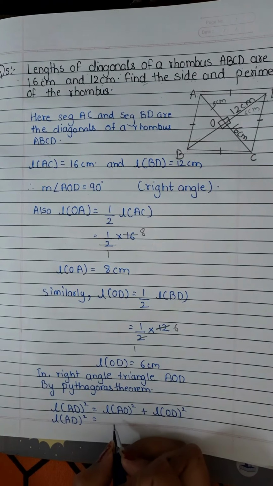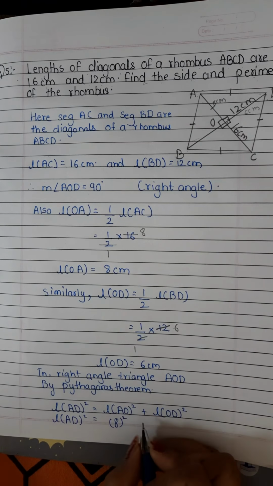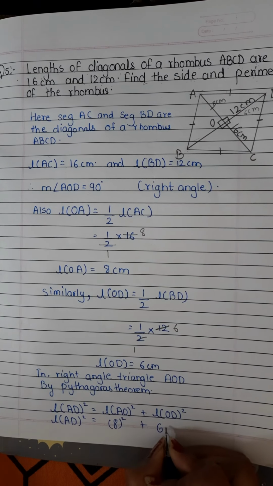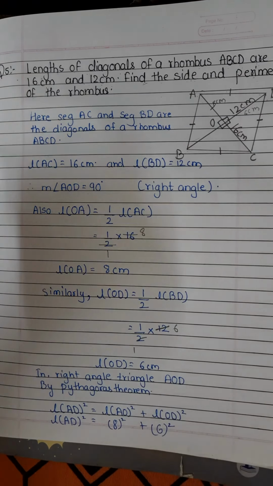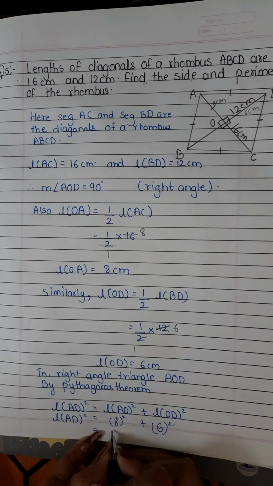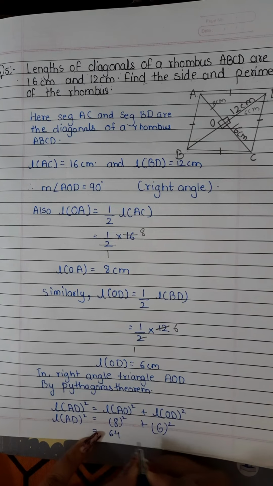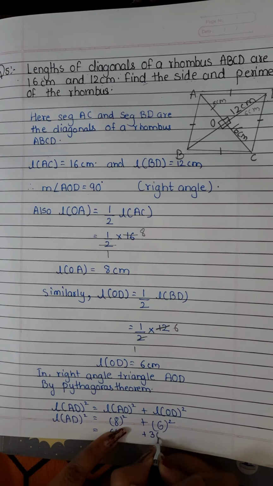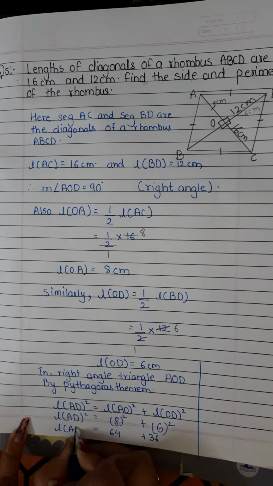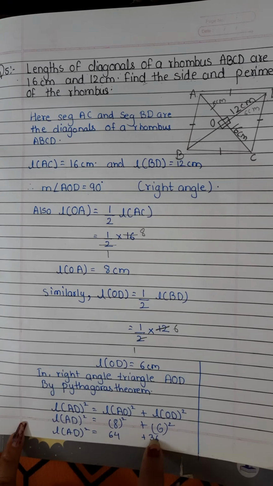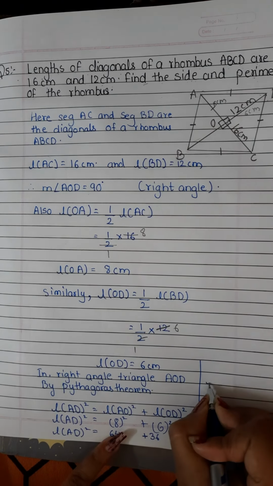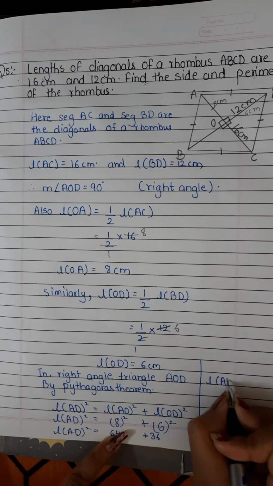So AO is equal to 8 centimeter, that is 8 square, and OD is equal to 6 centimeter, so 6 square. 8 eights are 64 and 6 sixes are 36. So length of AD square is equal to 100.